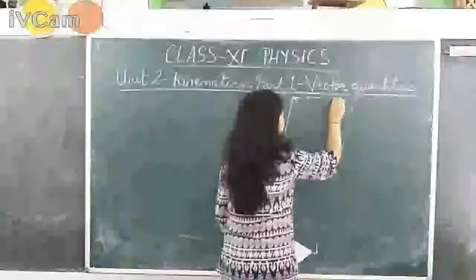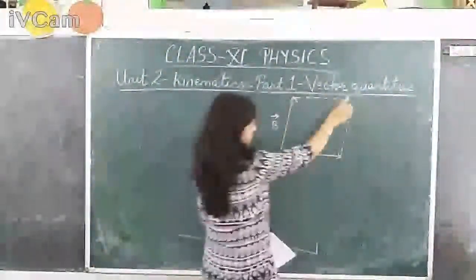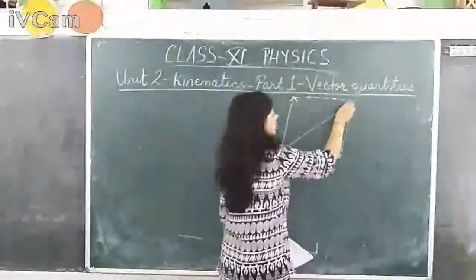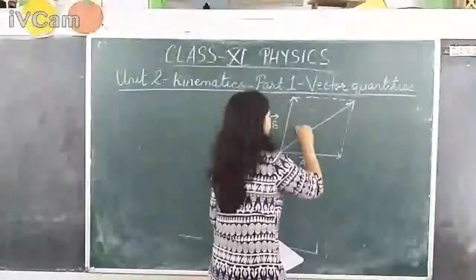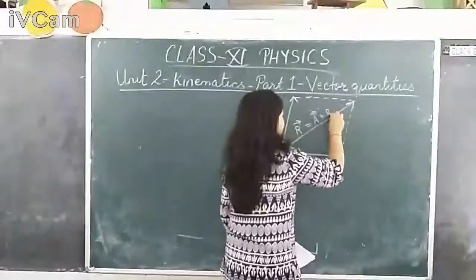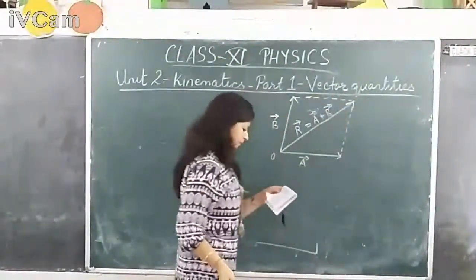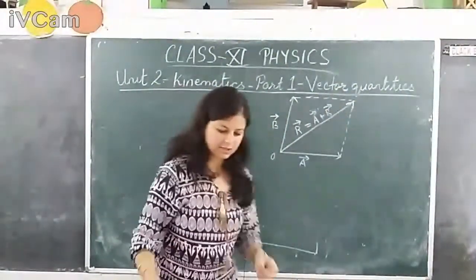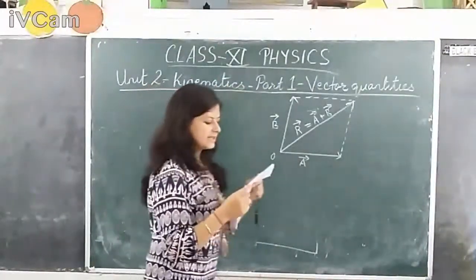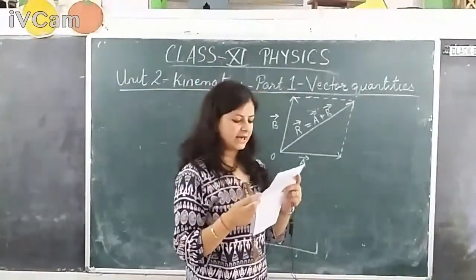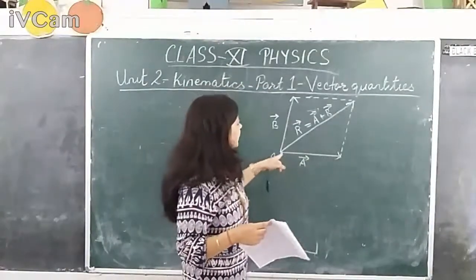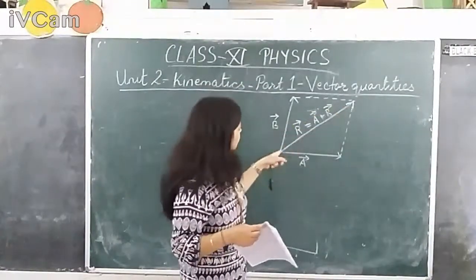The two sides should be equal and parallel. So this is our complete parallelogram, and the diagonal of which is R. The resultant is represented by A plus B. Okay. So this is what the parallelogram law states. If two vectors are represented by two adjacent sides of a parallelogram drawn from a point, then the resultant is represented by the diagonal of the parallelogram drawn from the same point.